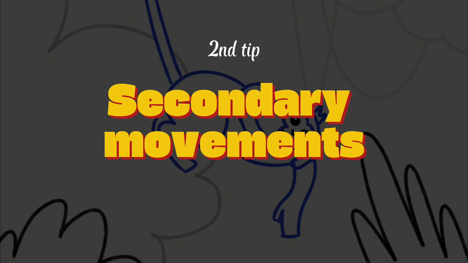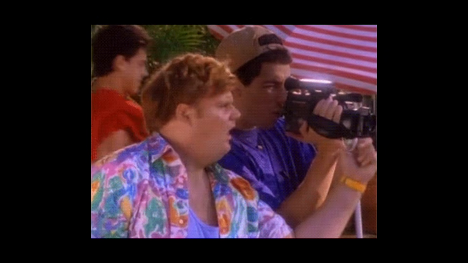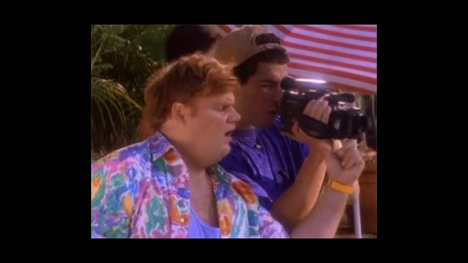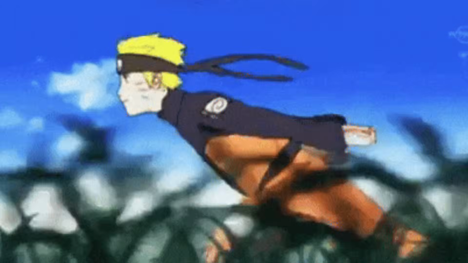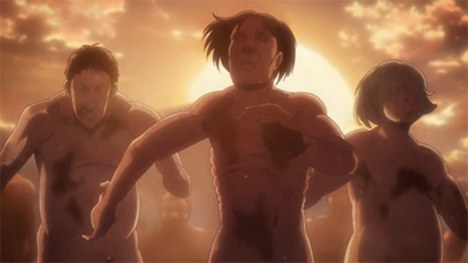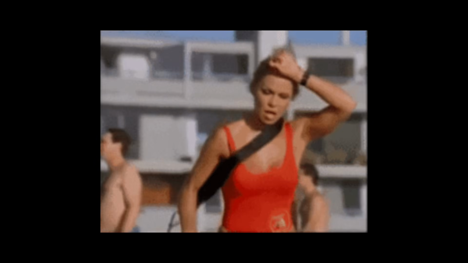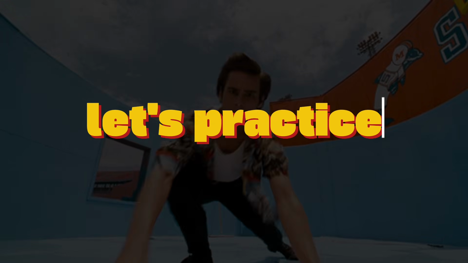The second tip, secondary movements. Very often, beginners focus only on the main action, and as a result, the scene looks flat and empty. But in real life, everything moves a little more complexly. For example, if a character is walking or running, you can add slight swaying of clothes, a scarf, or hair. Let's look at an example.